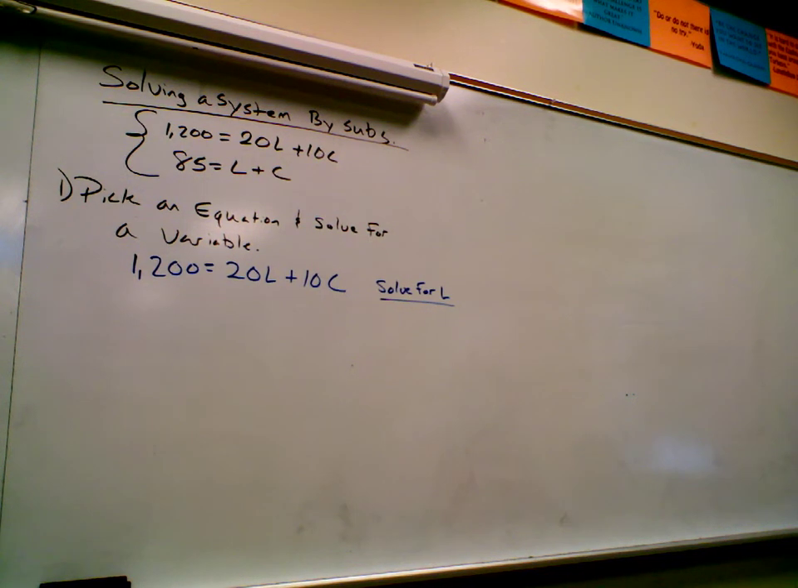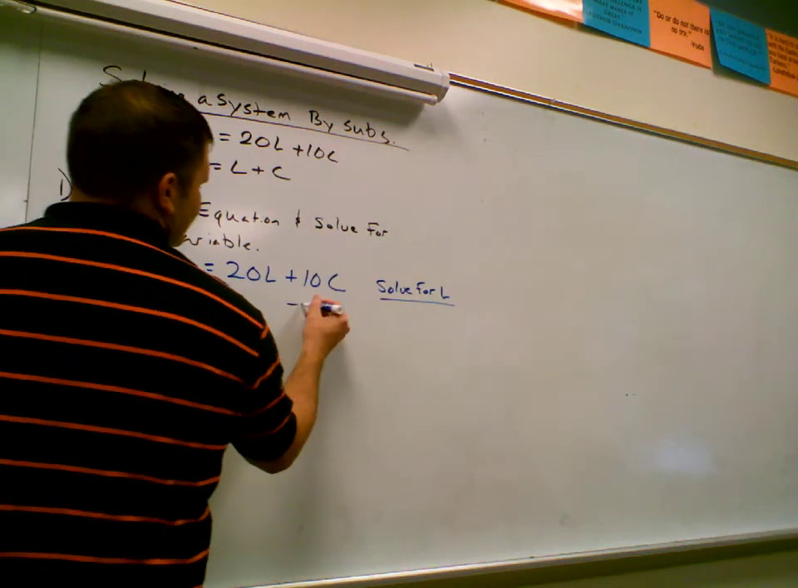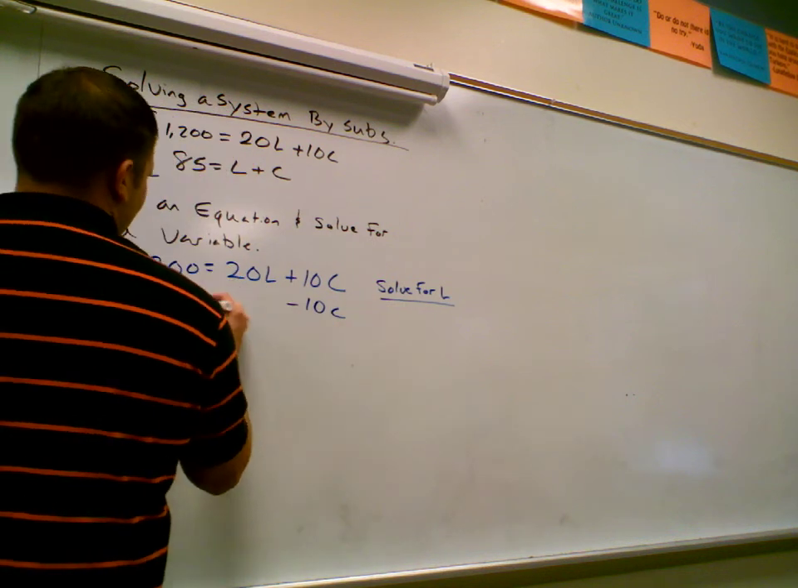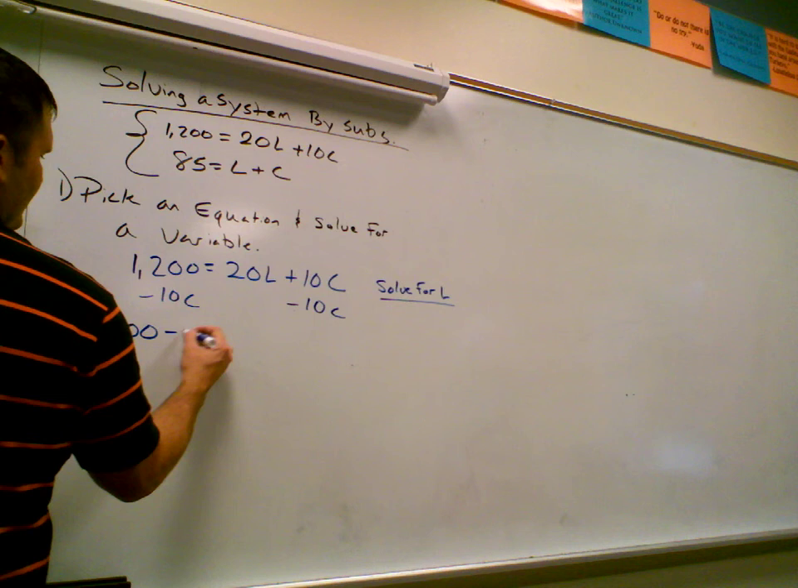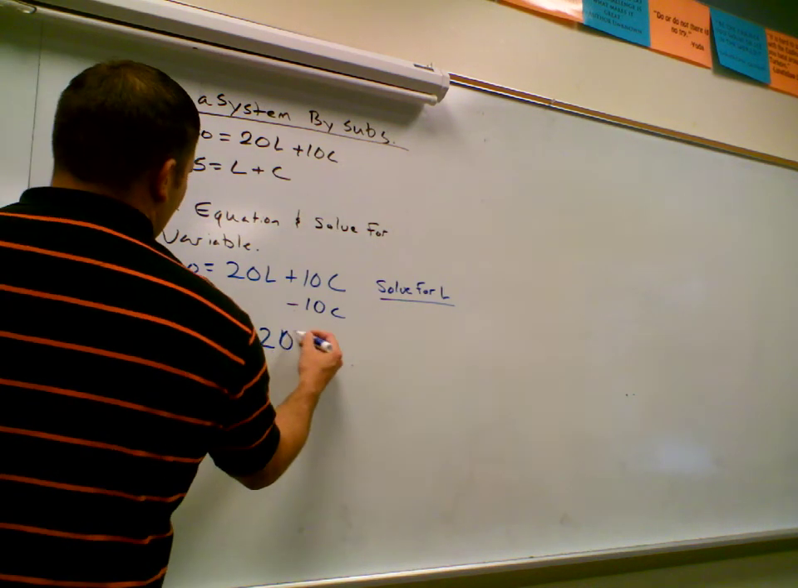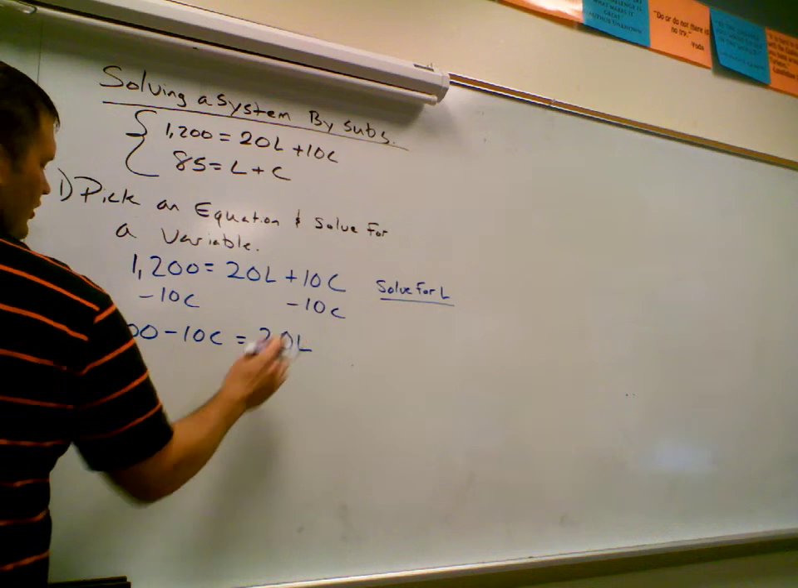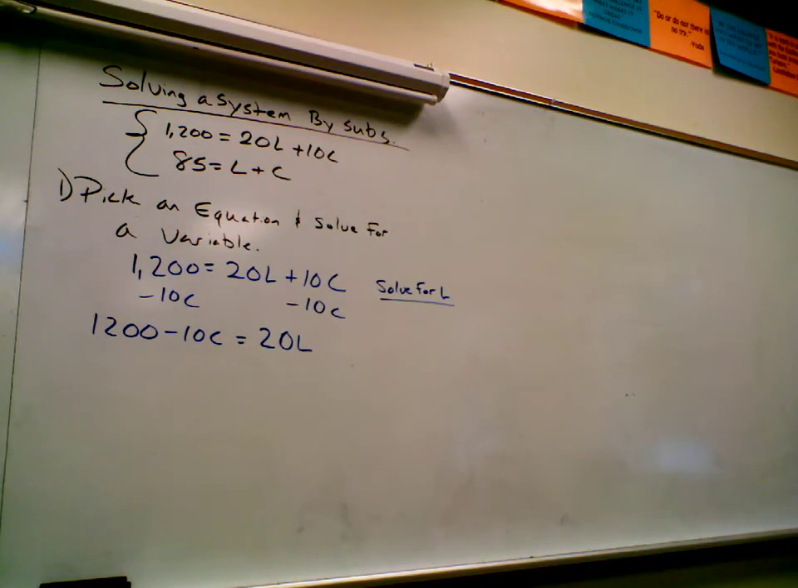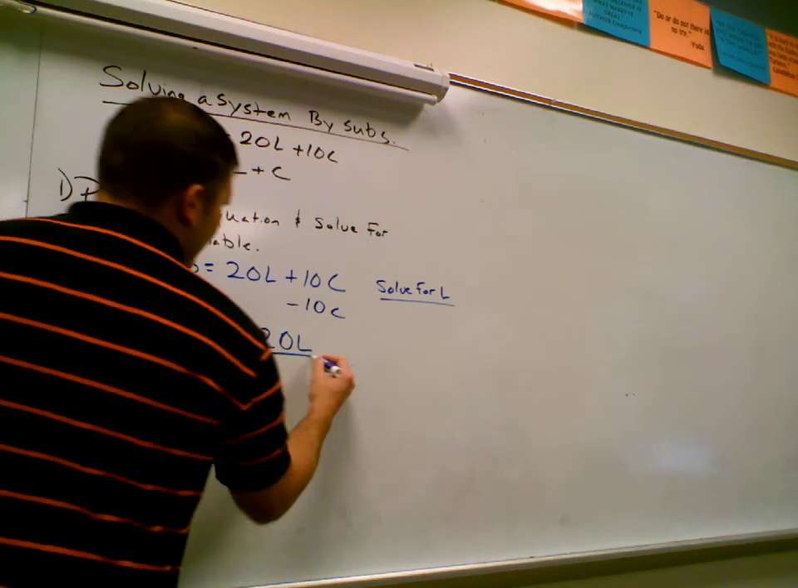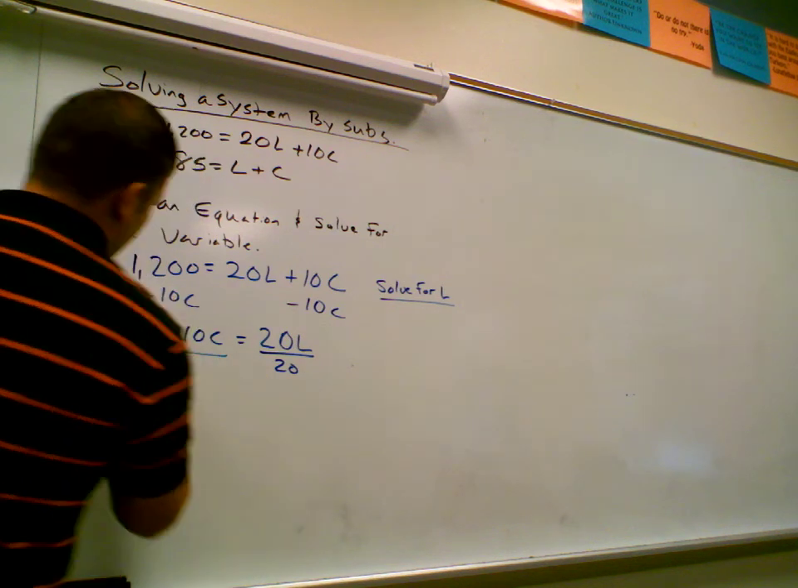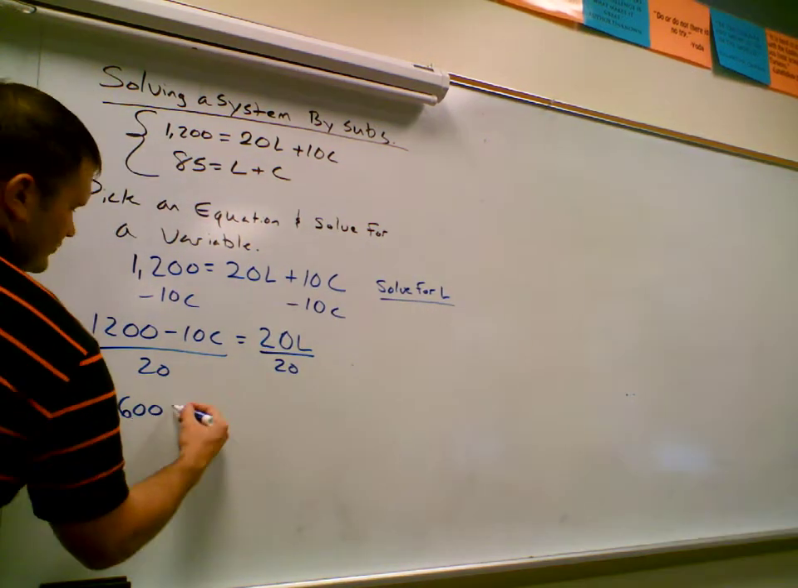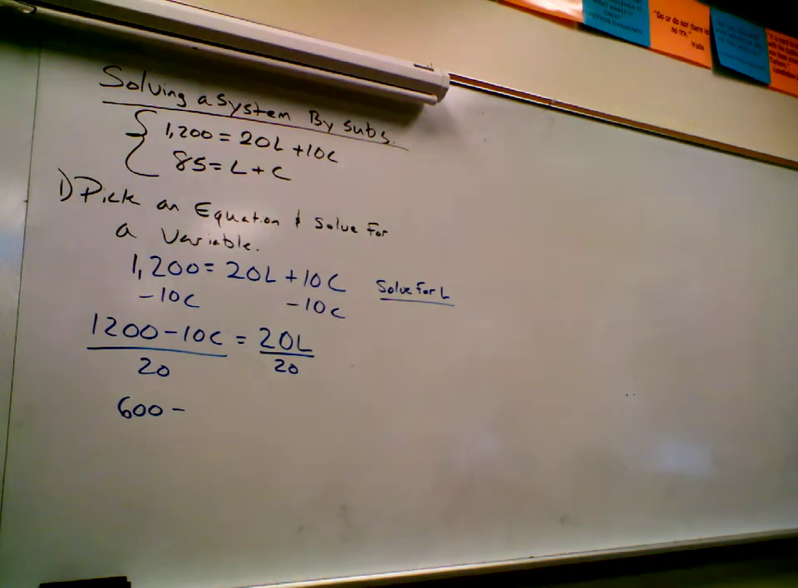Solving for L means I need to get L by itself, right? What's my first step in solving for L? Subtract 10C. So 1200 minus 10C equals 20L. Can I combine the 1200 and the 10C? No, because one has a C and one doesn't. What's my next step now? Divide by 20. Perfect. 1200 divided by 20 is 600. 10 divided by 20 is.